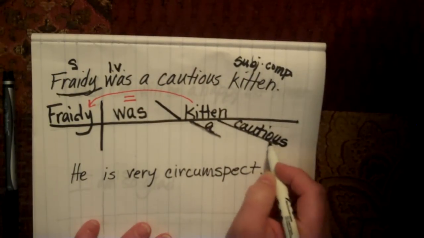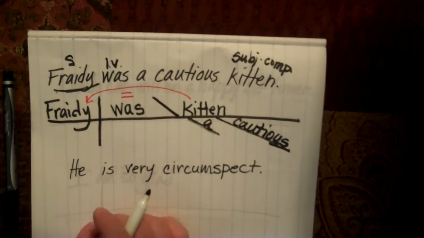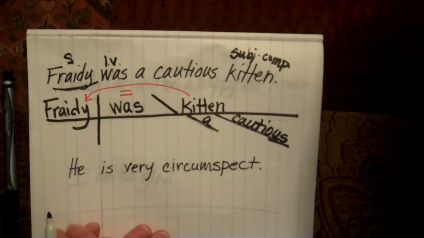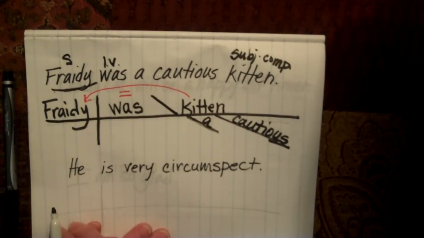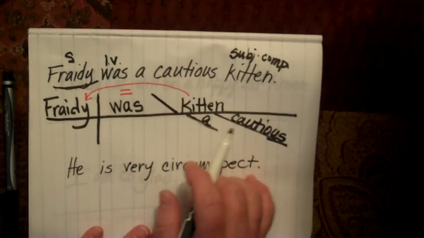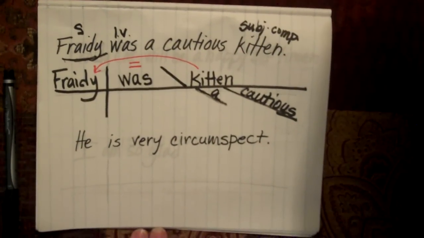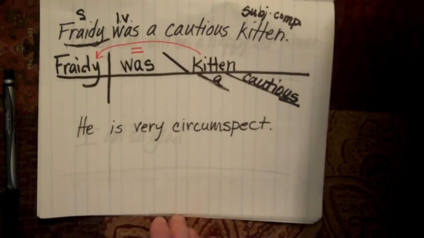Adjectives and adverbs don't float, guys. They are not the core of the sentence. Fraidy was kitten is the core of the sentence, and that floats. But a and cautious are adjective types, and they come underneath the word that they describe.